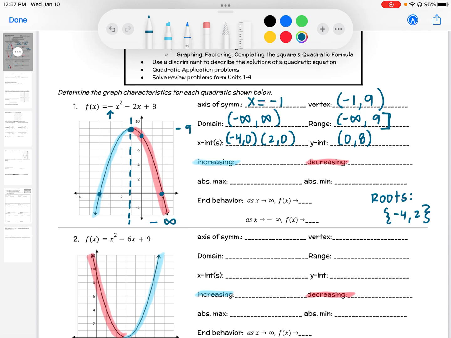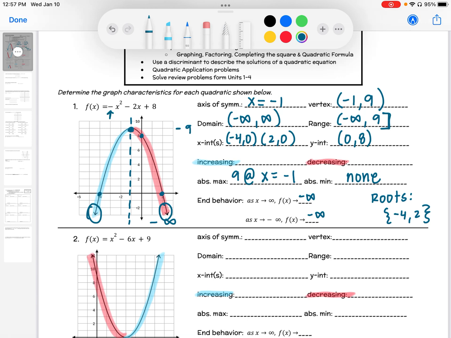Absolute max or min should always be your vertex, and it's only going to be one or the other. So here, since our graph is going up and then back down, we're going to have an absolute maximum at our vertex. So that maximum is going to be the y value at x equals -1. The absolute minimum, we would just put none. And then for end behavior, because both ends are going down, they should always be going the same direction on a quadratic, and it's going towards -infinity for both of them.